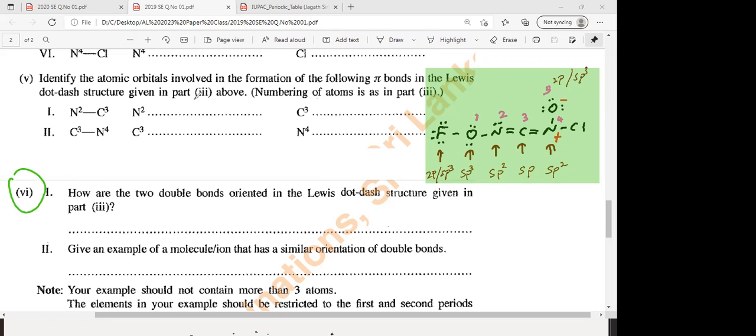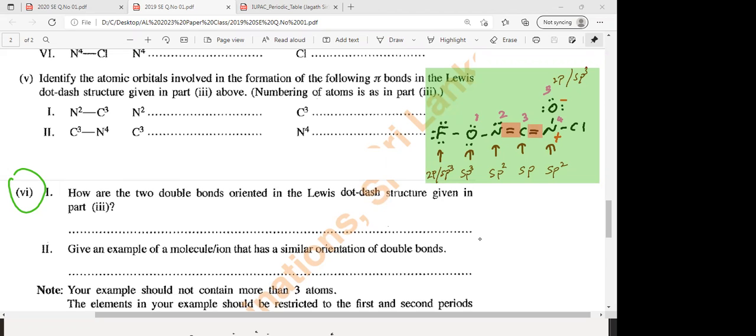So what to write when they ask how the double bonds are oriented: there are two double bonds, right? I'll highlight these. These are the two double bonds. This is one double bond and this is the other double bond. Look at the screen here. I highlighted the two double bonds red. How are the double bonds oriented in the Lewis structure?